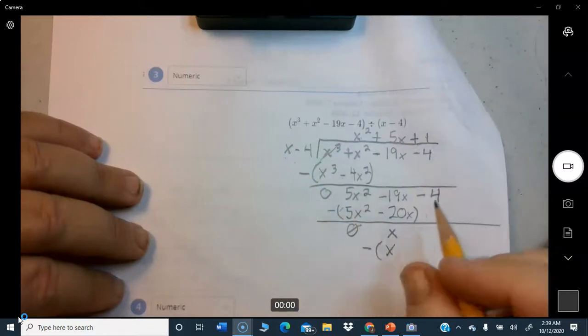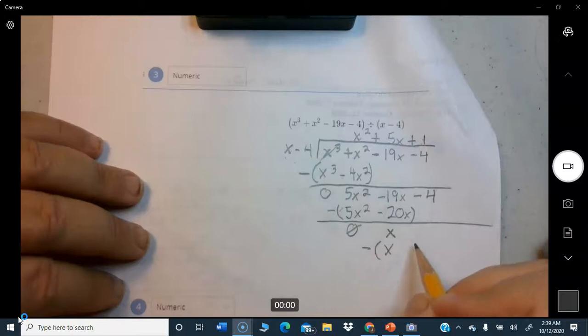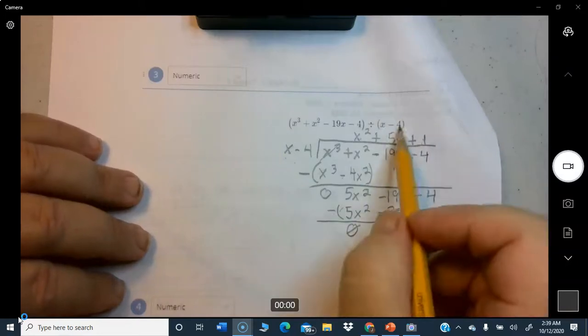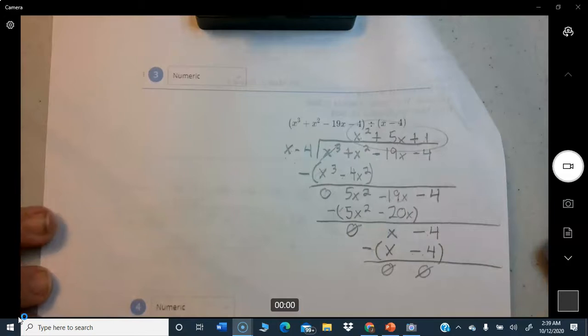Parenthesis negative sign there, and 1 times negative 4, and I should have brought the negative 4 down. I forgot to do it there, I forgot to do it there. I should have done it both places. Negative 4. Okay, so x minus x is 0. Negative 4 minus negative 4 is negative 4 plus 4 is 0. So again, no remainder. So there's your answer, x squared plus 5x plus 1.